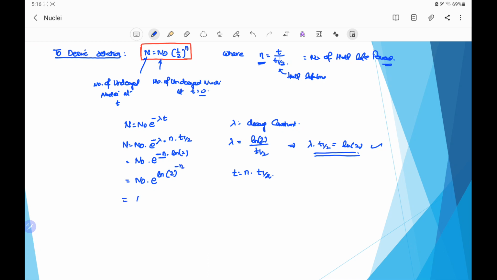It is equal to N0. Now again, using the property of log, e raised to the log of an argument equals the argument, that is 2 raised to the power minus n, or we can write it as N0 (1/2) raised to the power n, because 2 raised to the power minus 1 is equal to 1 by 2. Therefore, we have derived the relation N equal to N0 into (1/2) raised to the power n, and this is a very simple relation to find the number of undecayed nuclei after n half-lives have passed.